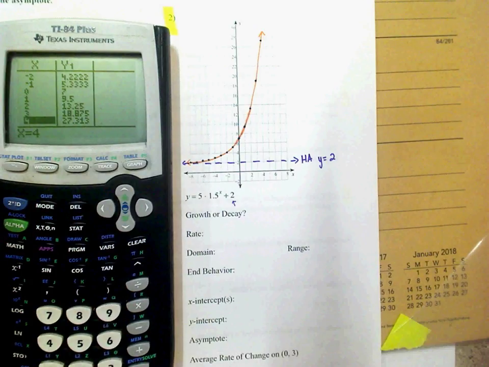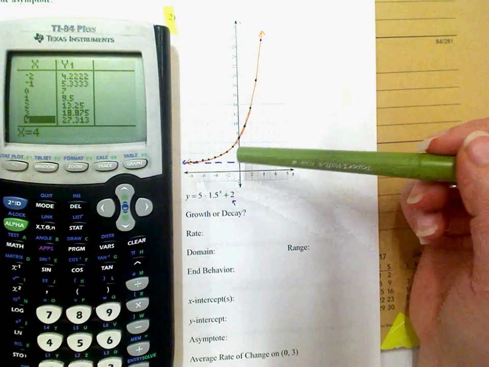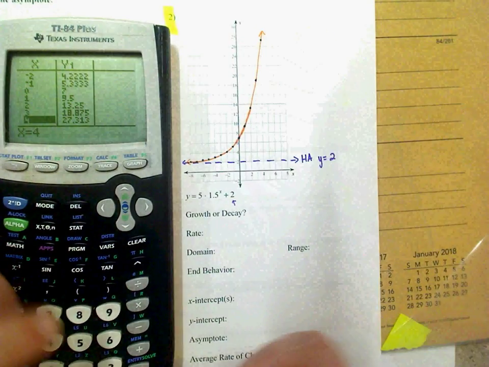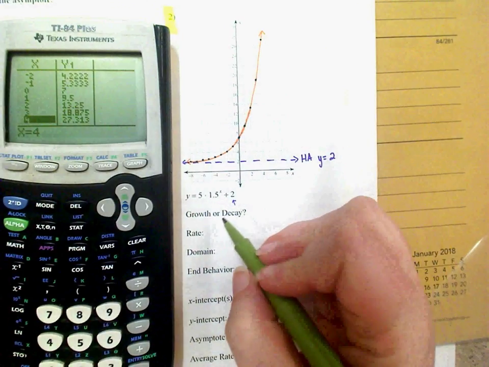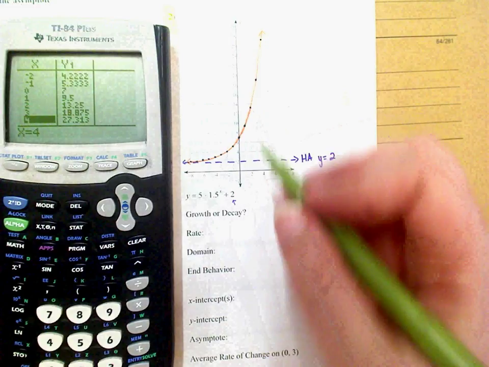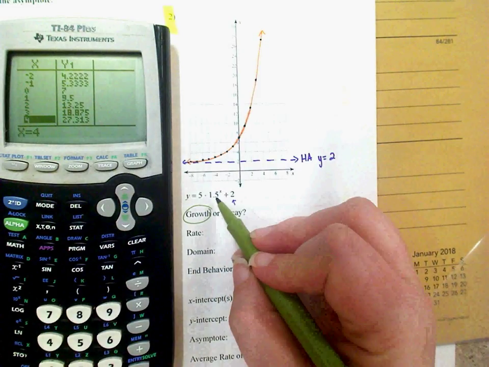I will expect you to plot all the points that you're able to see on the graph. So I don't know that I'll make it have that many points, but you will have to graph them. So growth or decay, well, it goes up. It's growth.